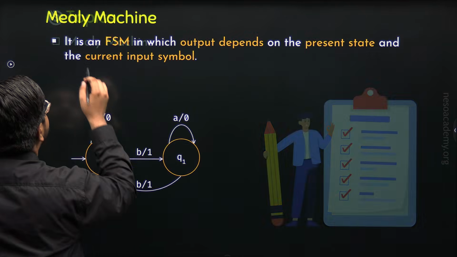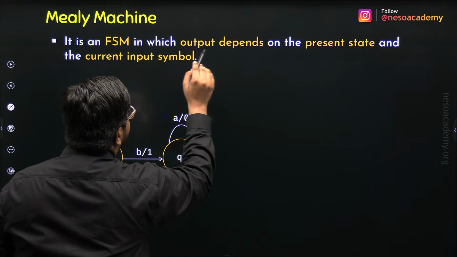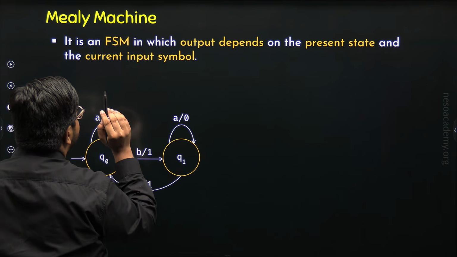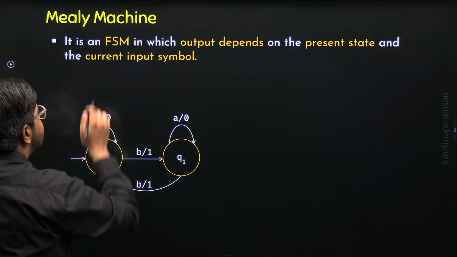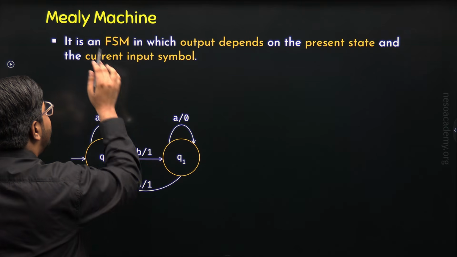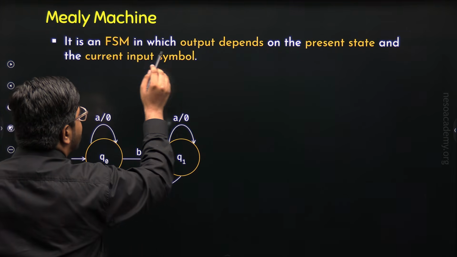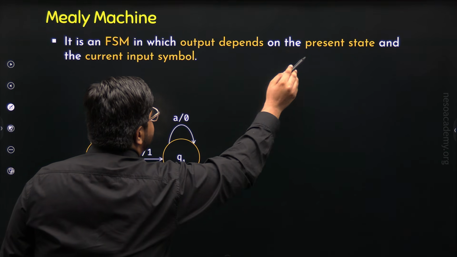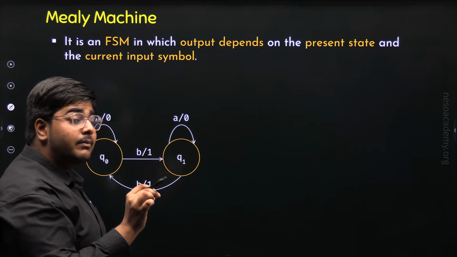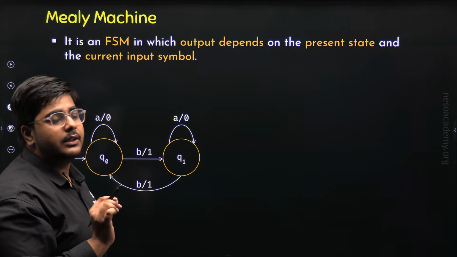Let's get started. Mealy machine is a finite state machine in which output depends on the present state and the current input symbol. What does that mean? It means that Mealy machine is a type of finite state machine, or you can say Mealy machine is a type of finite automata with output in which output depends on the present state and the current input symbol. So the output in Mealy machine depends on the present state and the current input symbol.